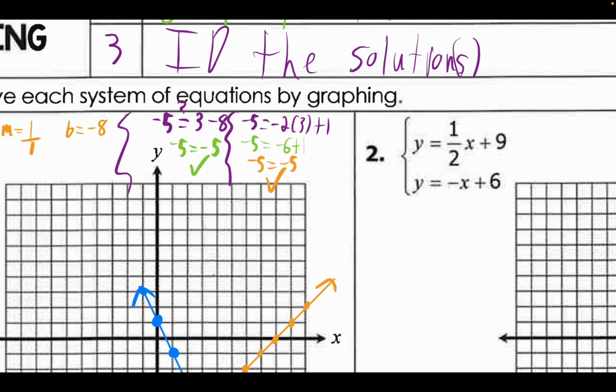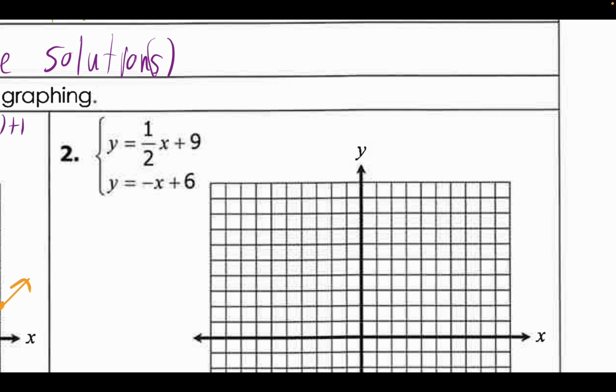Moving on to number 2. Number 2, these are again solved already for slope-intercept form. I'm going to encourage you to try graphing these on your own, pausing this video to do so, and then resuming the video once you are done with either one or both lines graphed. But I'm going to go ahead and graph this top line now.